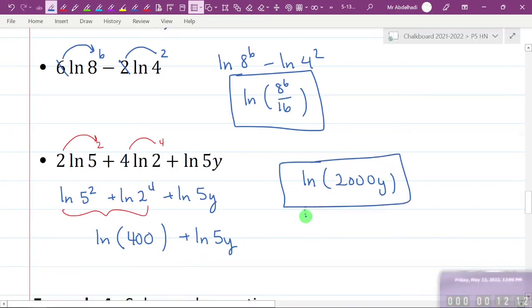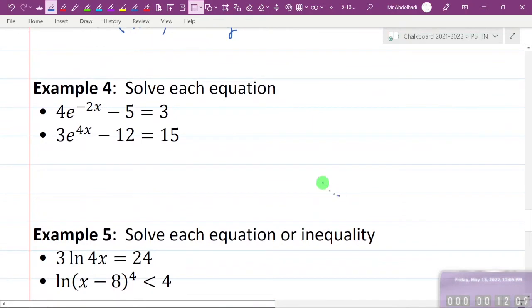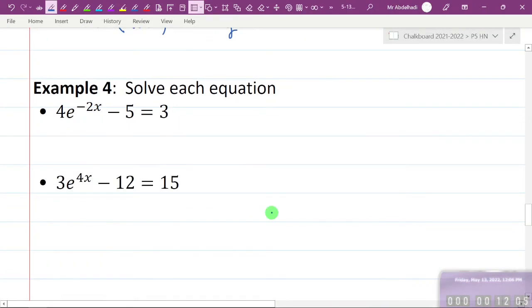Okay, moving on to solving equations now. Let's solve a couple of equations with this. We know how to solve exponentials when the base is a number. Now we're just going to be doing it with a base of e. Now here's the thing. What you want to do is take the log of both sides. That's what we did recently. We learned that we could take the log of both sides to solve equations.